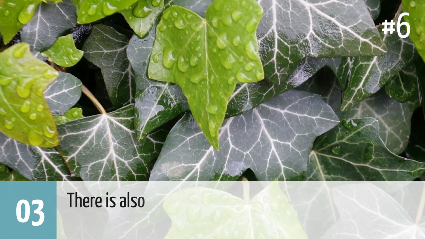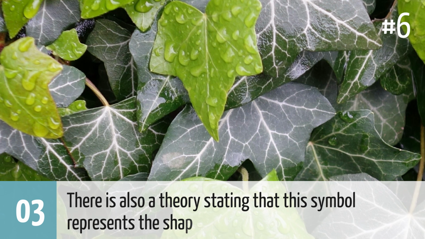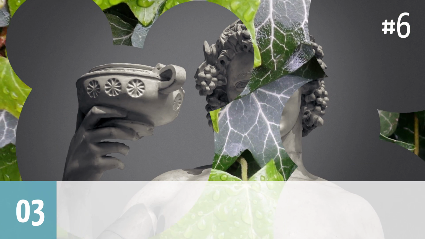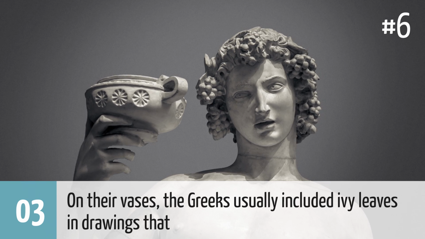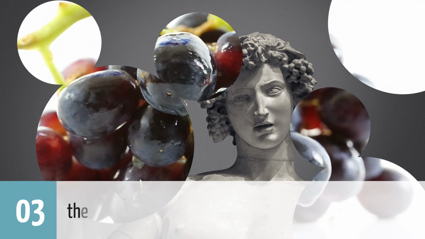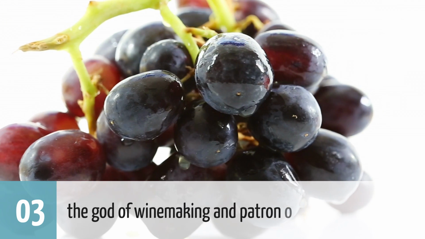3. There is also a theory stating that this symbol represents the shape of an ivy leaf. On their vases, the Greeks usually included ivy leaves in drawings that portrayed Dionysus, the god of winemaking and patron of passion.